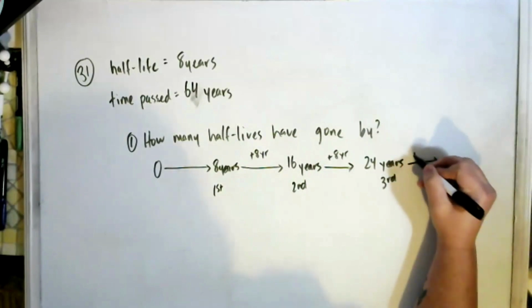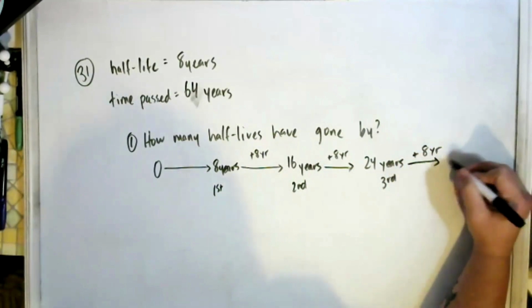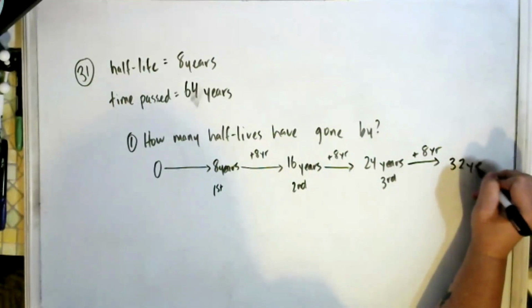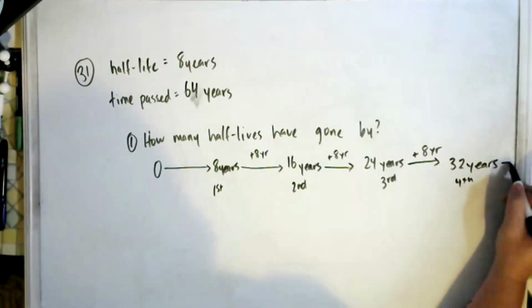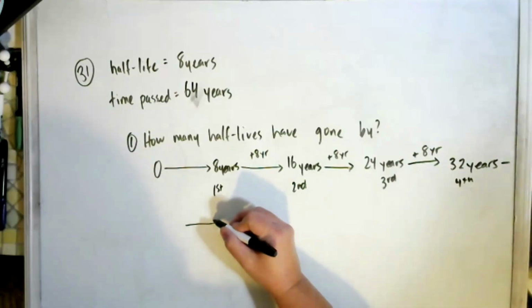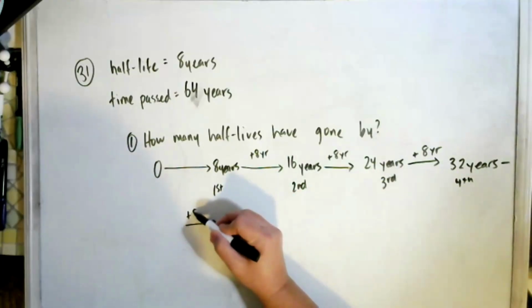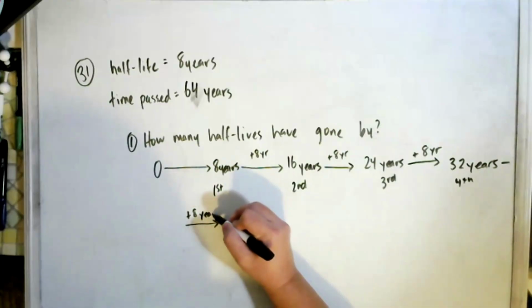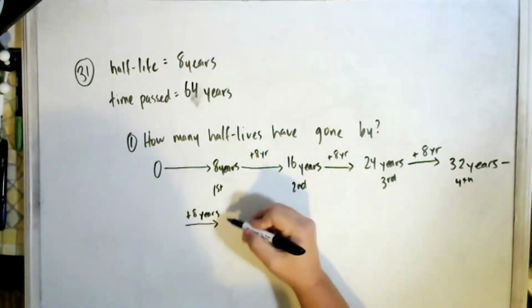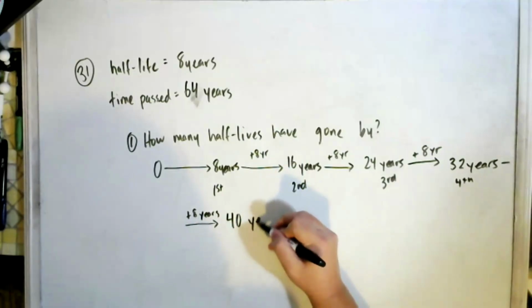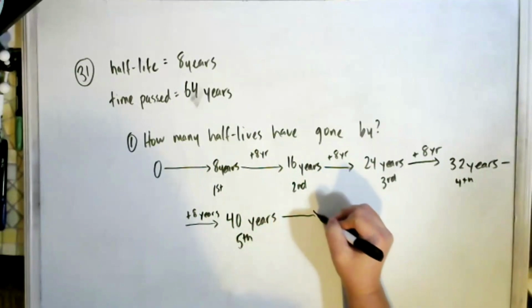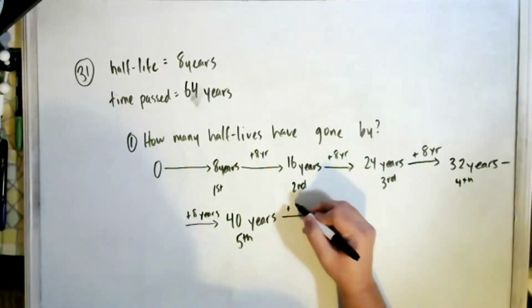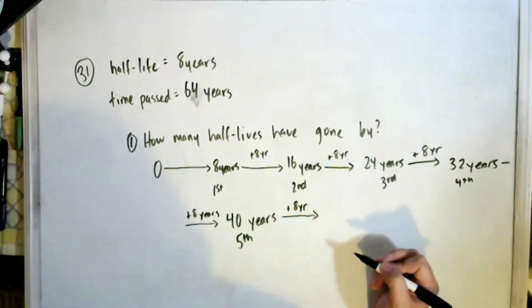Okay, see our trend here, plus 8 more years. Now we're up to 32 years. All right, we're gonna just keep going on this next line. So we're gonna add 8 more years to that. And now we're up to 40 years. That's our fifth half-life. I know this seems tedious, but especially if you're struggling a little bit with half-life, this is the easiest way to visualize it for yourself.